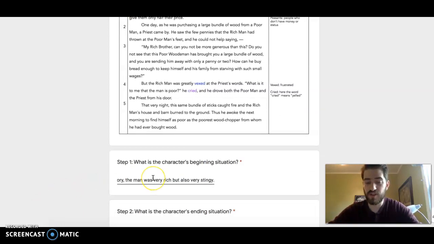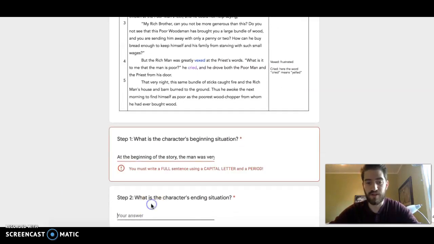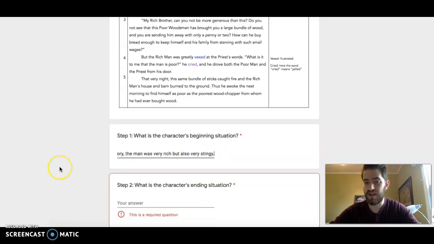Again, make sure that you have a capital letter and a period. If you're not including both of those things, it's not going to let you keep going. So make sure that you have a capital letter and a period in every single one.